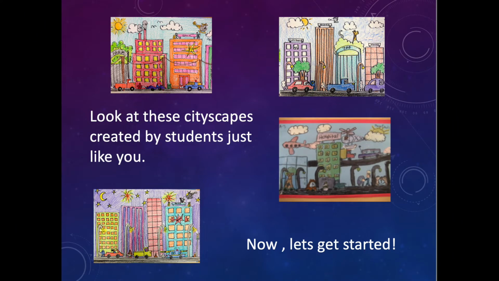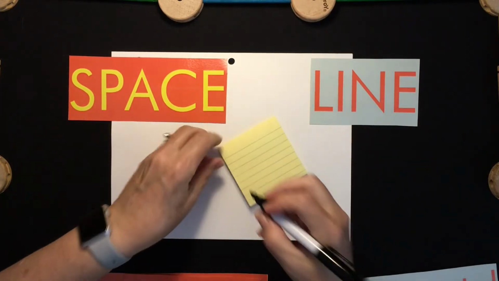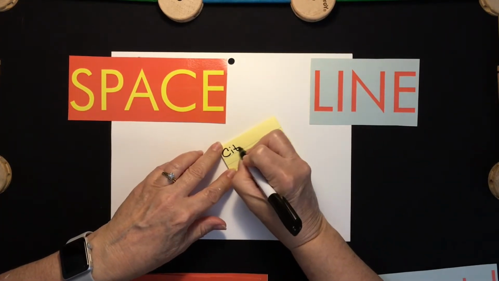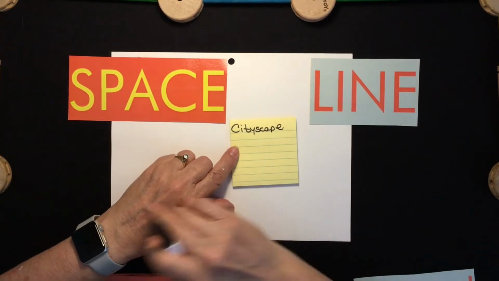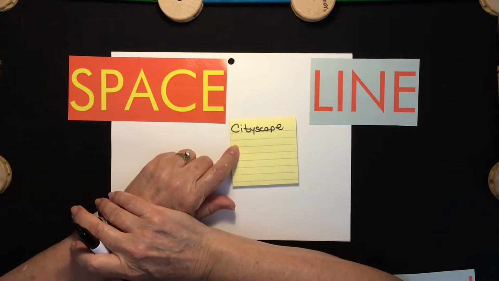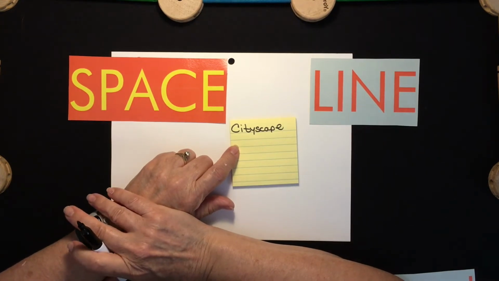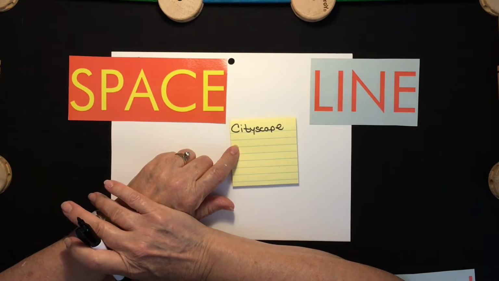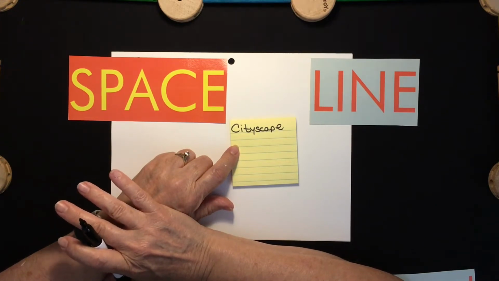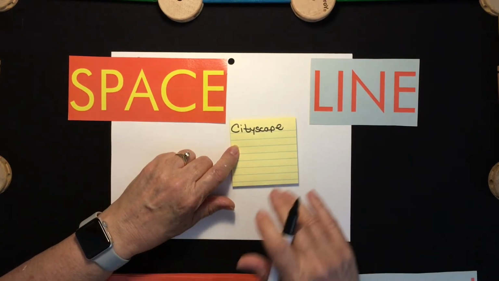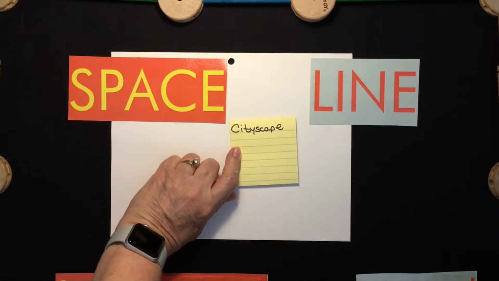Look at these cityscapes created by students just like you. Now, let's get started. Today we are going to make a cityscape. Okay, so a cityscape is kind of like a landscape or a seascape. A landscape has land, a seascape might have the sea, and a cityscape, as you would guess, has the picture of the city. So we're going to make a cityscape today.